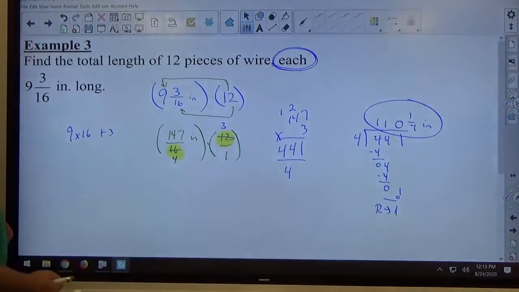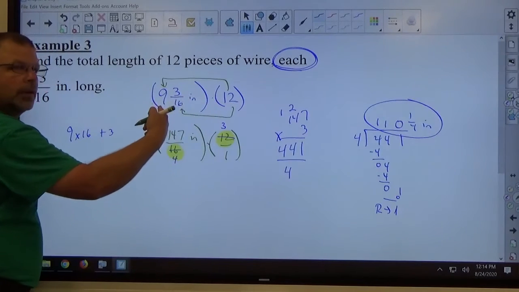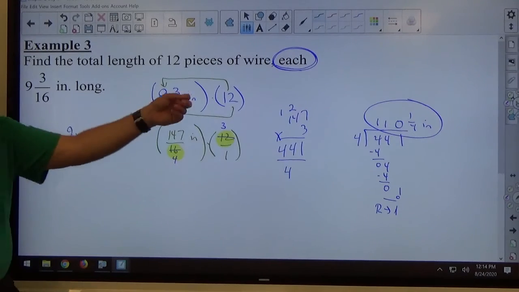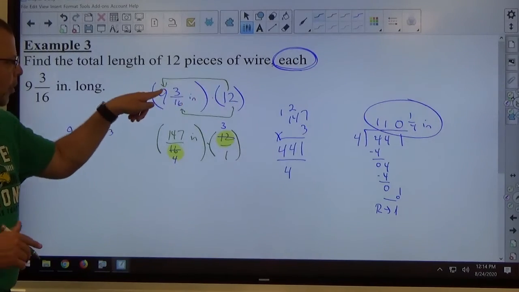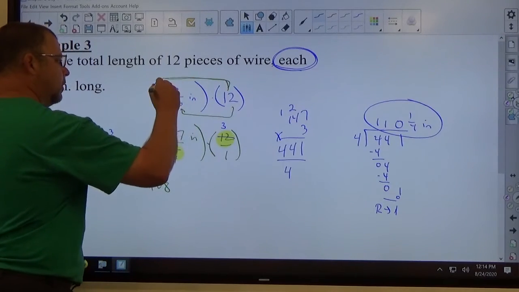If I went with the other possibility, I'm multiplying a whole number times a mixed number. This is the only time I'd ever do it this way. If I got mixed number times mixed number, always go to improper fractions, always. But in the specific case where it's a whole number times a mixed number, whole number times whole number, 12 times 9 is 108. That's this product here.